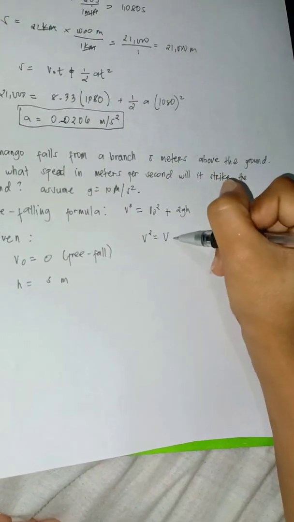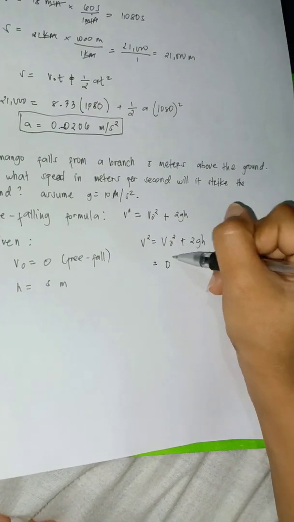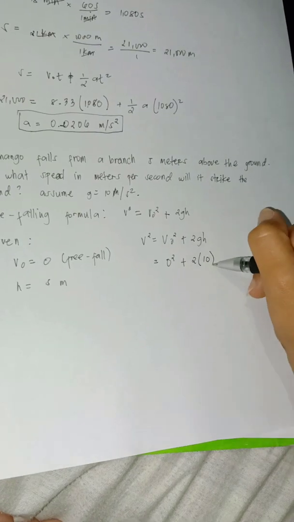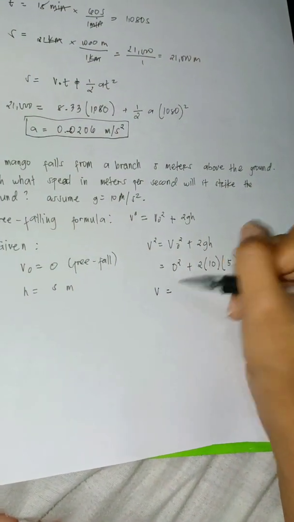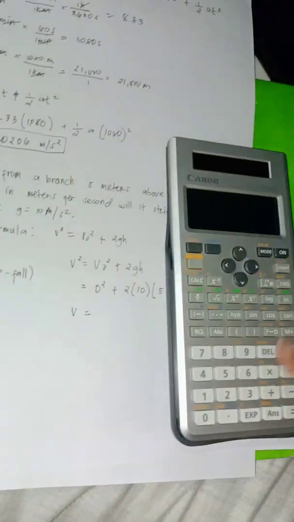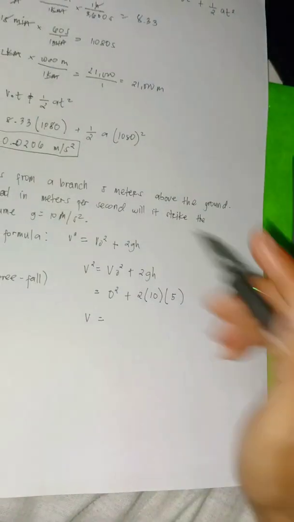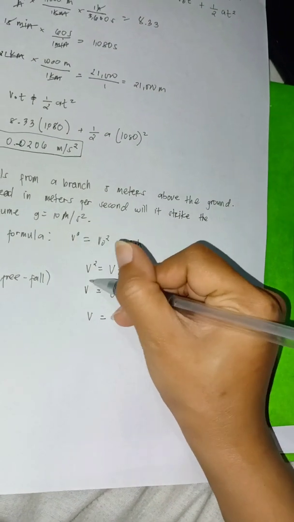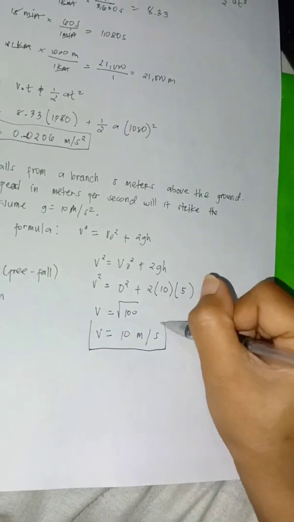Substitute to the given formula, we will have 0 squared plus 2 times 10 times 5. So the answer will be, using the calculator, v squared is equal to 100. Getting the square root, we will have the final answer, which is 10 meter per second. So this is a clear screenshot of my solutions.